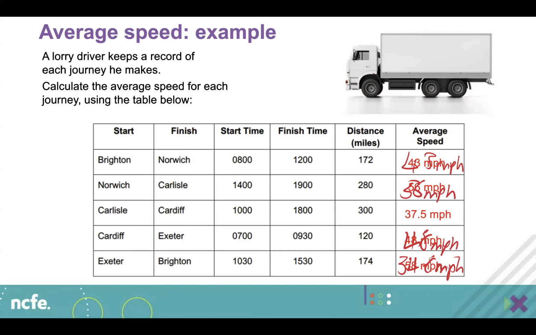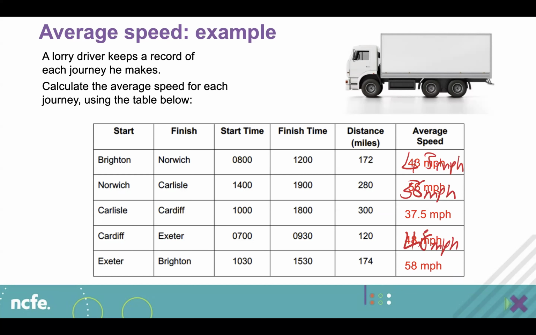58. How is it 58 again? So you do 174 divided by 5 hours. Why is it 58? I don't know why it's 58 because 174 divided by 5 on the calculator is giving me 34.8. So I feel like this one is wrong, guys, unless I'm mistaken.